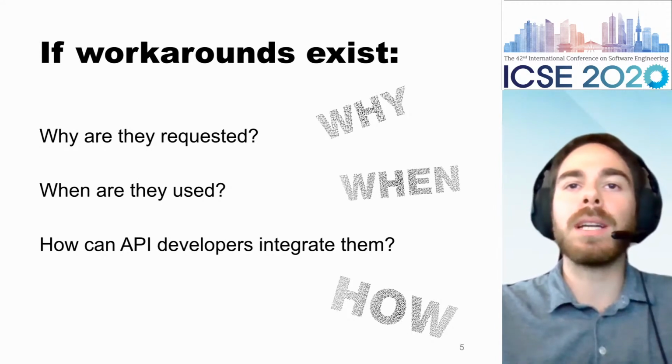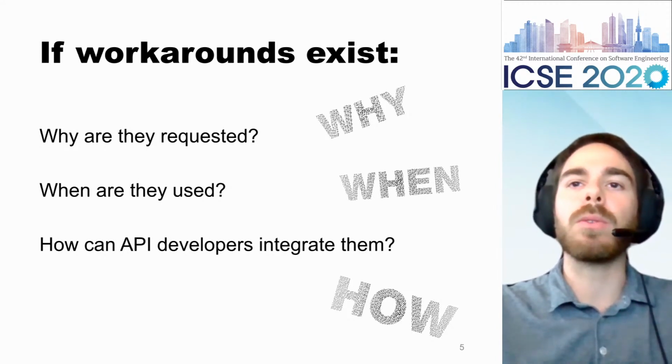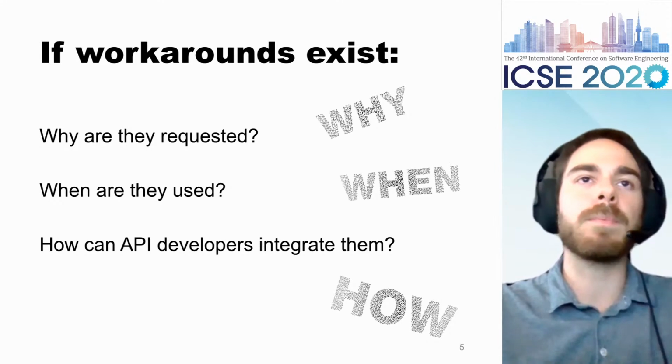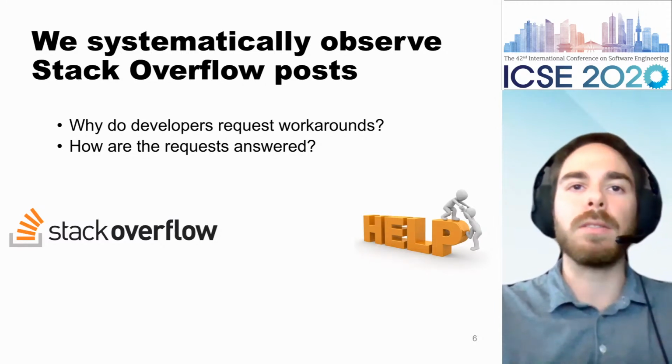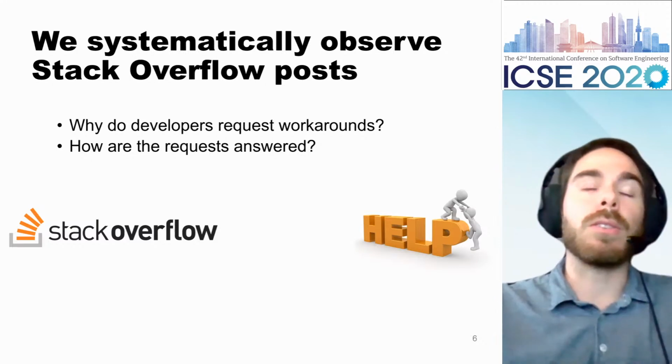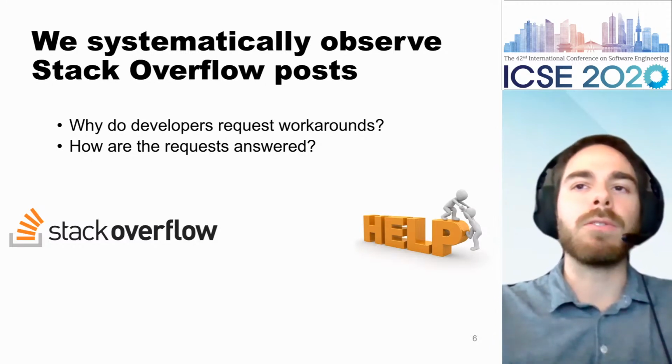And how can API developers actually integrate these workarounds into their APIs to improve them? So we started by systematically observing Stack Overflow posts with these questions in mind. We started with a data dump of Stack Overflow posts. There's millions of posts in the Stack Overflow data dump.